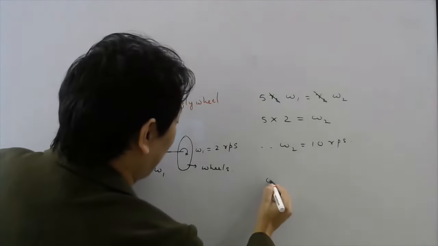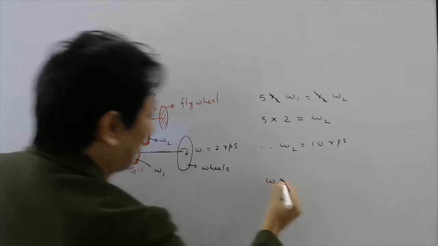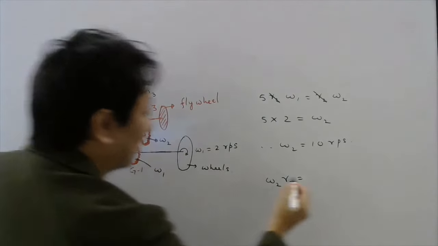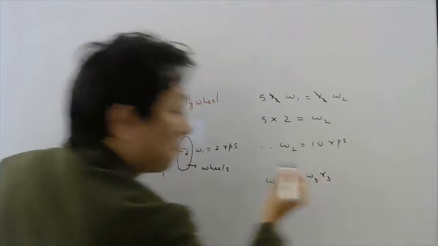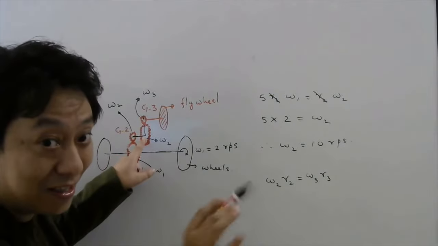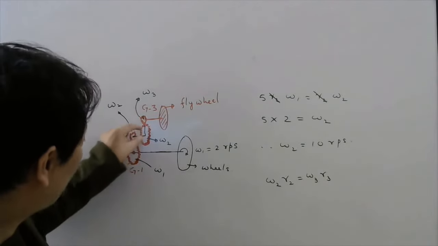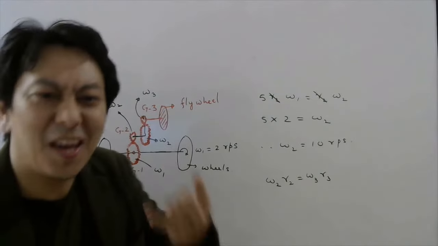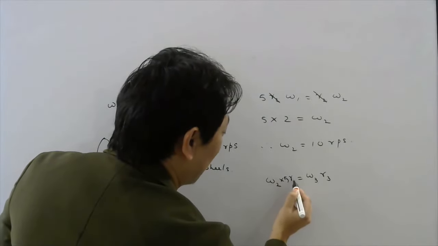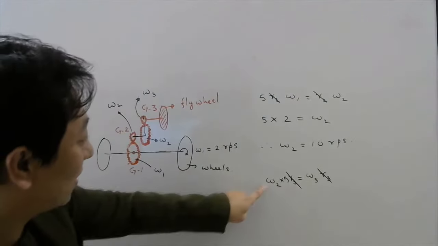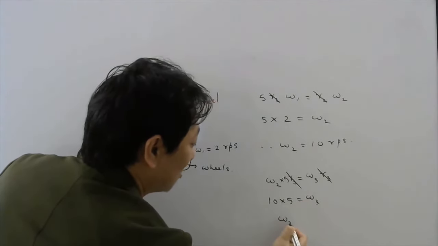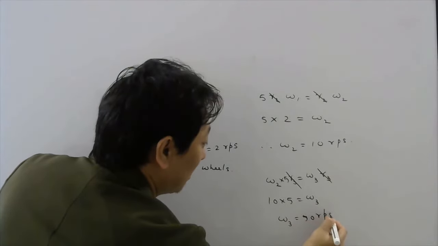That would be omega 2 times the radius of this, let me write as R2, equals omega 3 times the radius of this, R3, right? Now the radius of this is again bigger than this, so in this case your R2 is bigger than R3. Let me again assume R2 is 5 times R3. So R3 gets cancelled. Omega 2 is 10. So if I substitute 10 here, what is my omega 3? So my omega 3 is coming 50 rps.